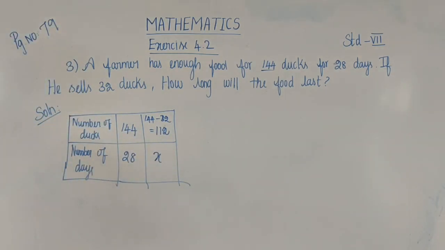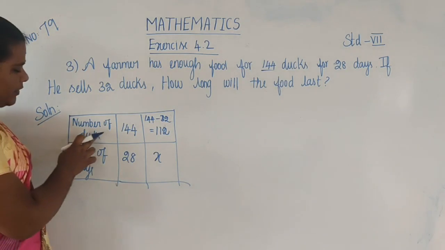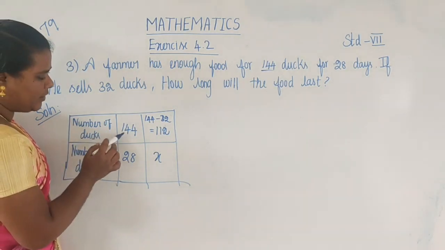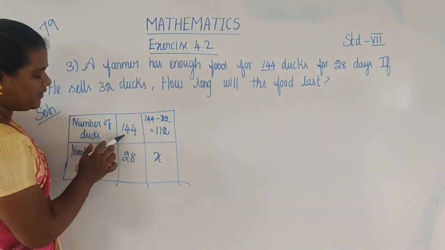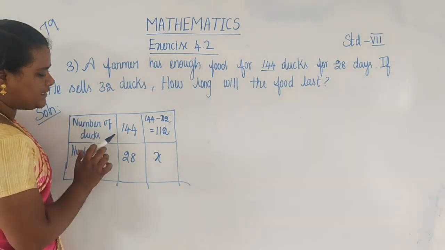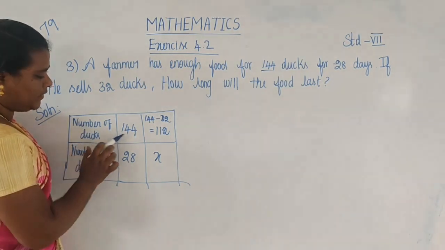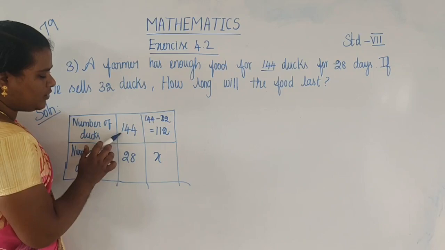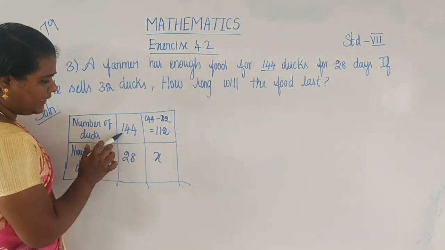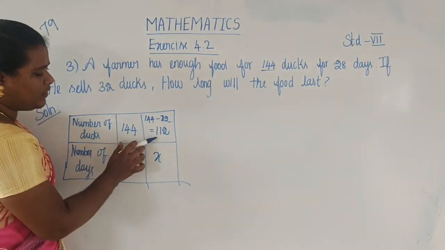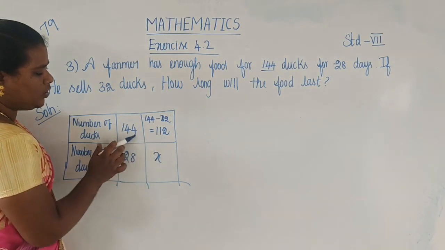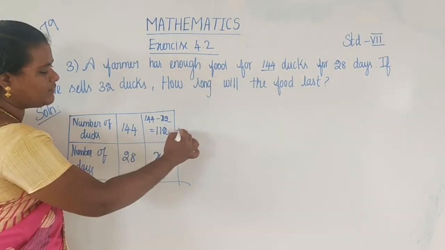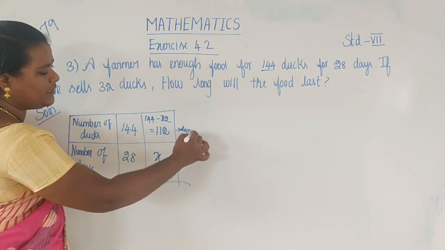Okay. So in this row, the number of ducks is increasing or decreasing? Students, say the answer. This one is 144 and this one is 112. So this one is decreasing.